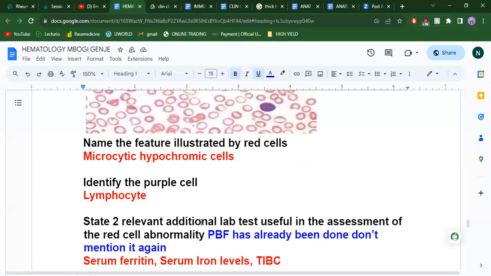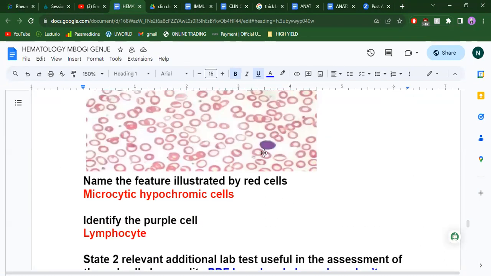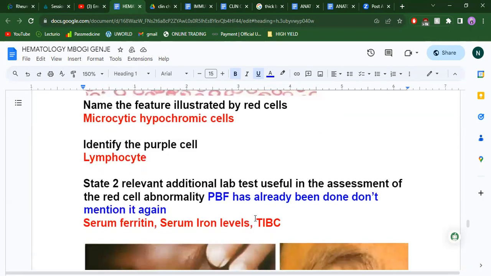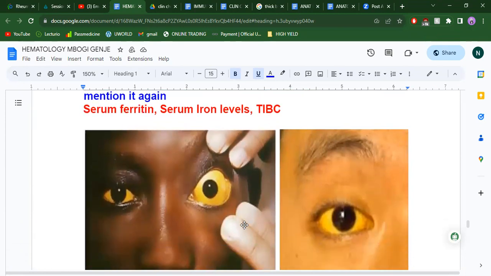Relevant lab investigations useful in the assessment of the red blood cell. PBF has already been done, don't mention it, okay? If you write PBF, you'll be given a wrong because it has already been done. So ferritin, iron levels, TIBC, as we've explained. What is this?